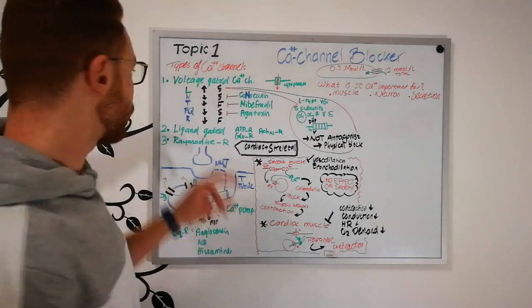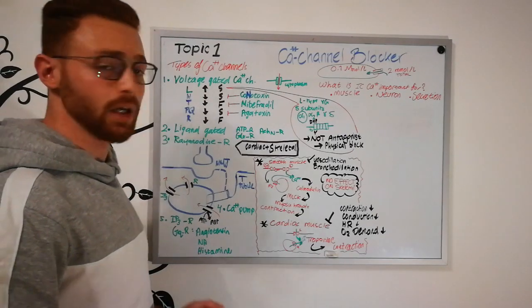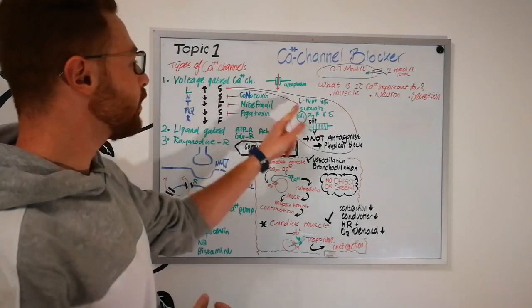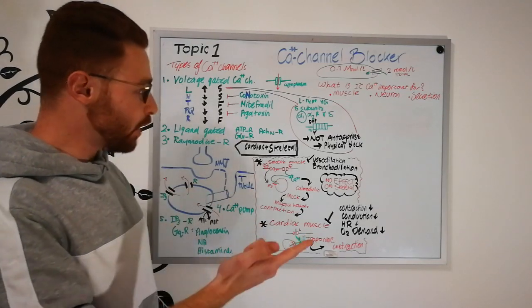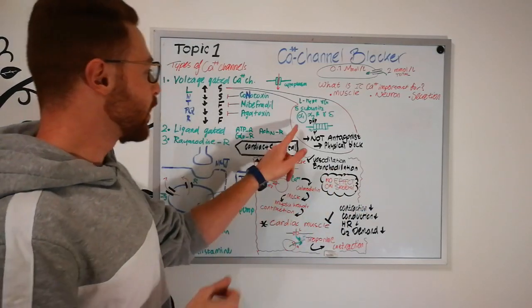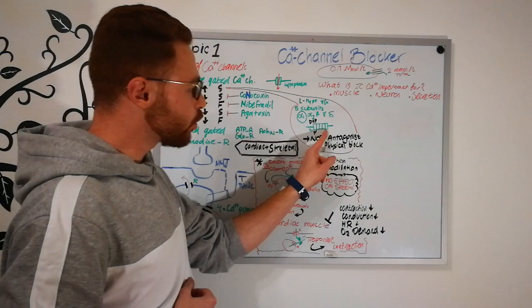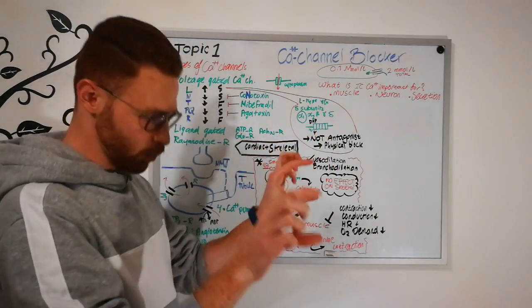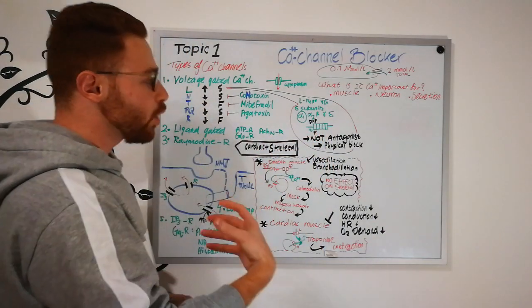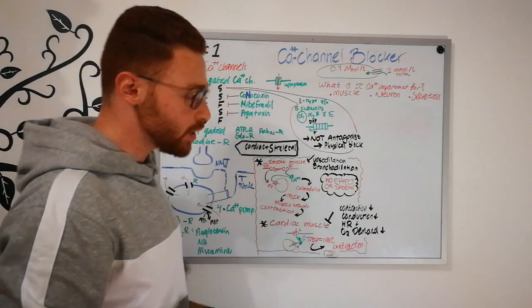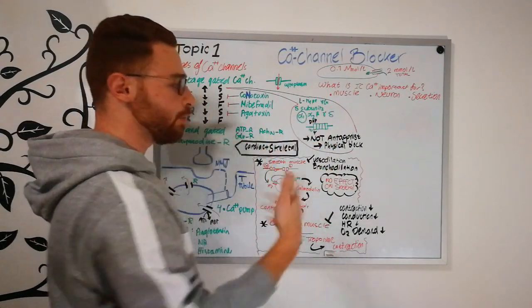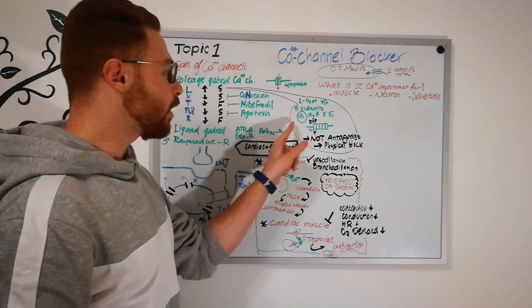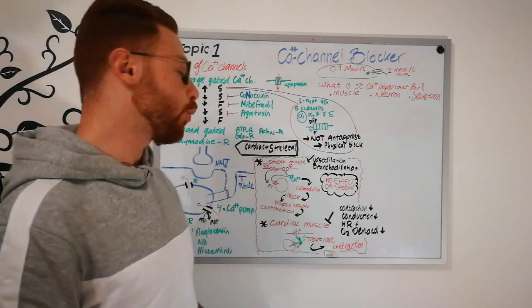That's the conclusion. So going back to the L-type voltage-gated calcium channel, it has 5 subunits: 2 alpha, 1 beta, 1 gamma, 1 delta. Now, if we think of all of these subunits right next to each other, our drugs, the calcium channel blockers, are only going to bind to the alpha 1. They don't bind to the alpha 2 or beta or gamma. They only bind to alpha 1. This is actually worth mentioning.